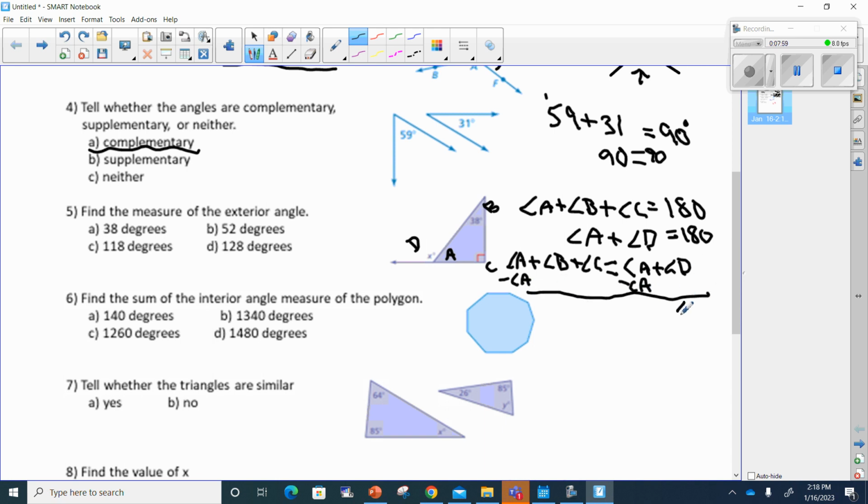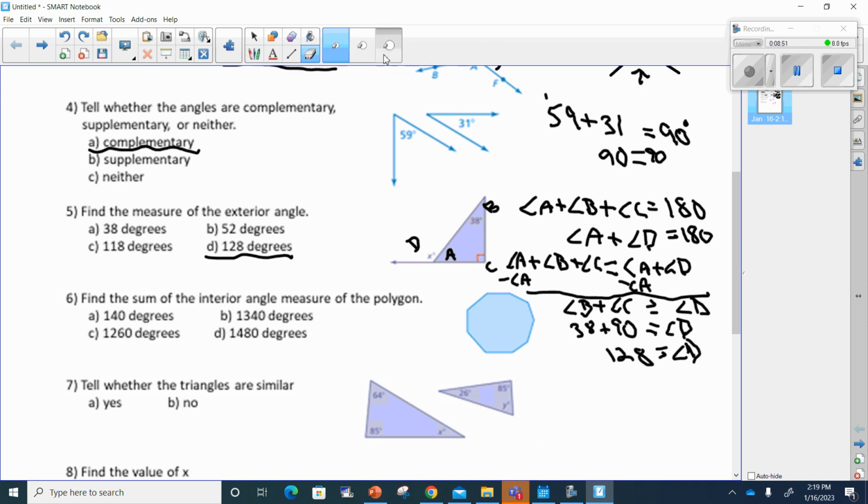What does this give me then? It tells me that angle D is equal to angle C plus angle B. And if that's true, I can add B and C together and they'll equal angle D. Angle B and C are 38 and 90, so 38 plus 90 has to equal angle D. 38 and 90 is 128, so my answer must be 128. 128 is answer D, so that must be the answer.